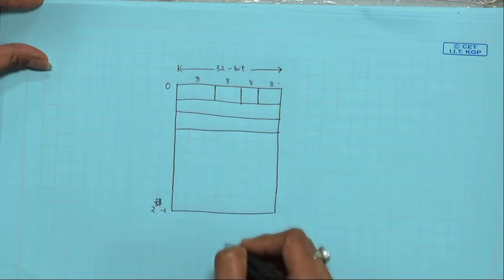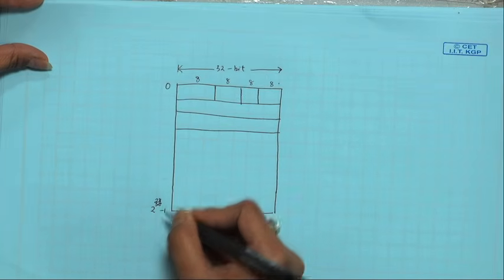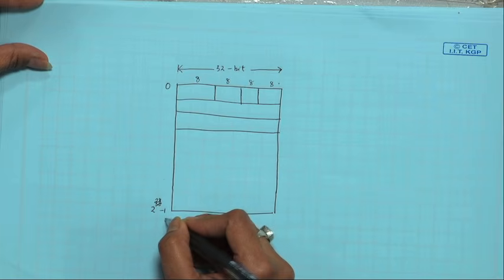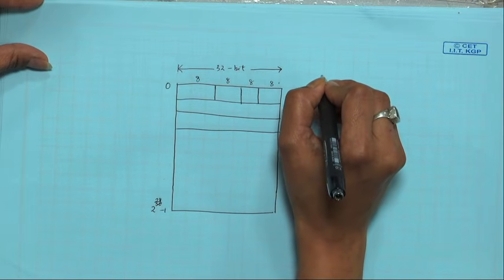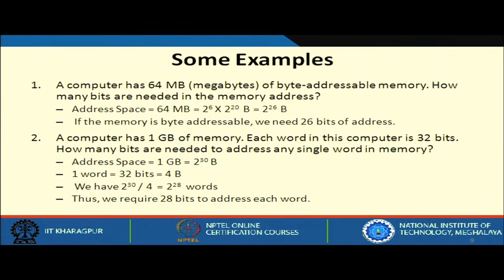If it is byte addressable, each byte can be accessed, then it will be 0 to 2 to the power 30 minus 1. Now, each word is 32 bit. As each word is 32 bit, we have 2 to the power 28 words that are possible, and to represent 2 to the power 28 words, we need 28 bits in the address word.